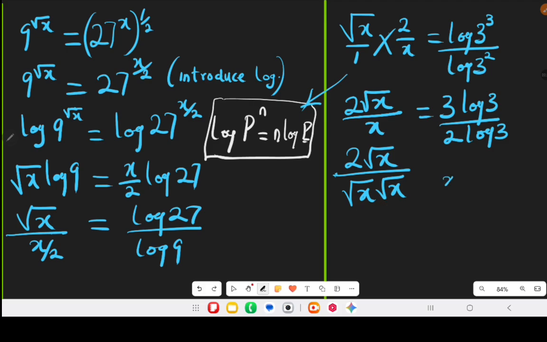For example, if x is equal to root of x, let's take x to be 4. We have 4 is equal to root of 4 times root of 4, so 4 is equal to 2 times 2, 4 is equal to 4. Is it true? If it's true, then this expression is true. Equal to log 3, we cancel log 3, left with 3 all over 2. Root x, we cancel root x, left with 2 all over root x equal to 3 all over 2.